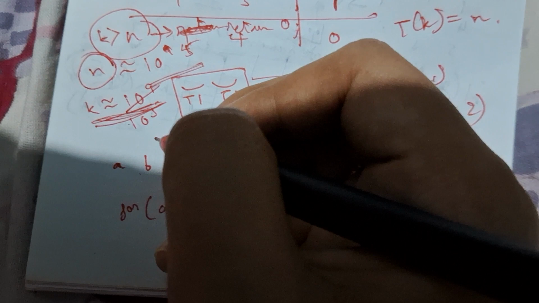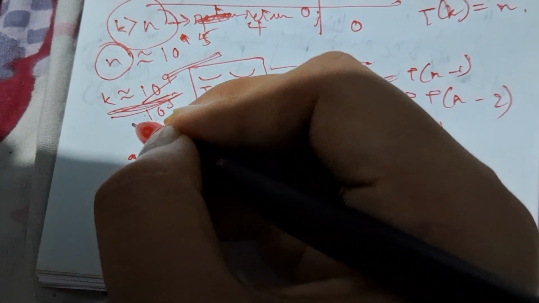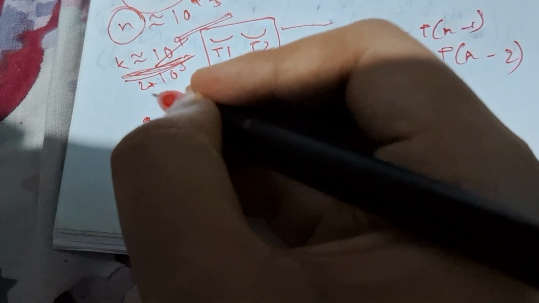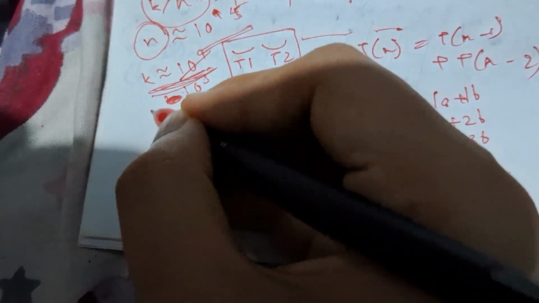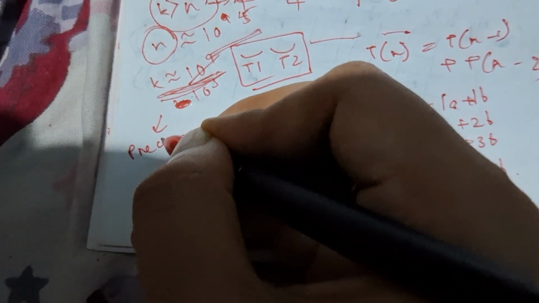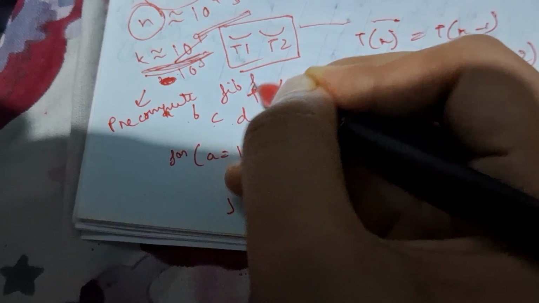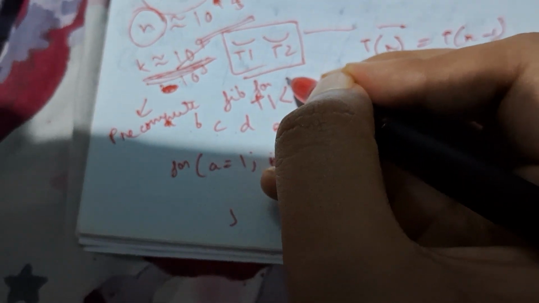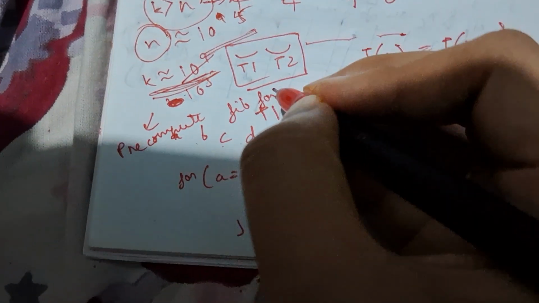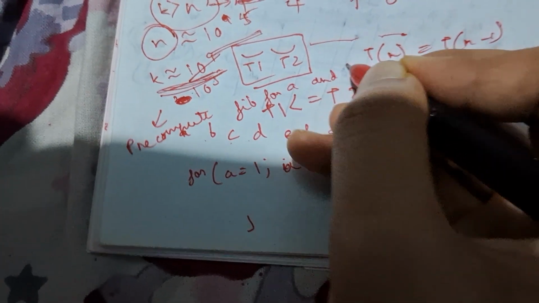So it was 2 into 10 to the power 5. Okay, so you can reduce this to 2 into 10 to the power 5, or you can even write 10 to the power 5, it works. So now we are done with this. So we have to do one thing: pre-compute the Fibonacci for A and B. Okay, for A and B.